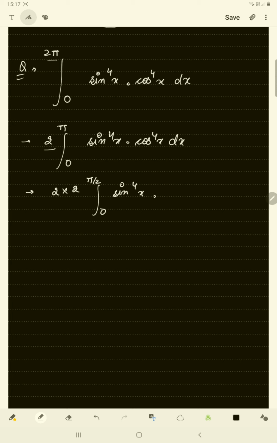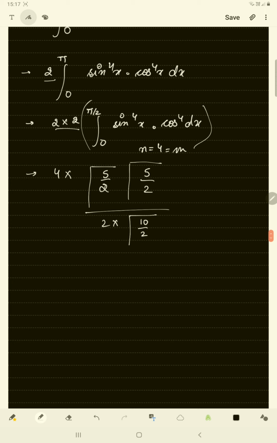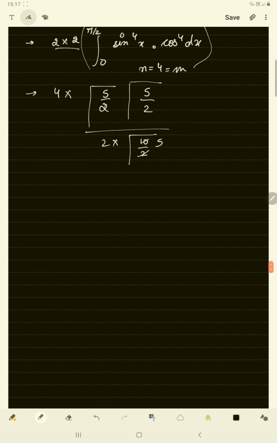So sine to the power 4x into cos to the power 4x dx. Now this is a very familiar form, and we are going to use the gamma function in it, but a 4 needs to be multiplied. So we have n as 4, and m is also equal to 4. So we are going to use gamma of 4 plus 1 by 2, that is 5 by 2, into gamma of 5 by 2, upon 2 gamma of (m plus n plus 2) by 2, that is 4 plus 4, 8, plus 2, 10 by 2, which is equal to 5. Now applying this, we have 4 into 3 by 2 into 1 by 2 into under root pi into 3 by 2 into 1 by 2 into under root pi.